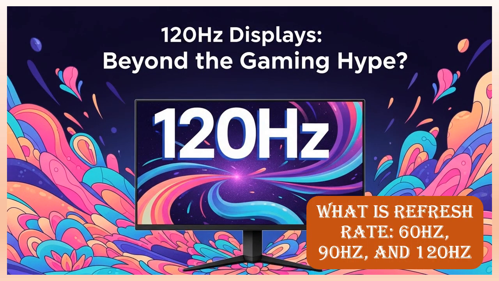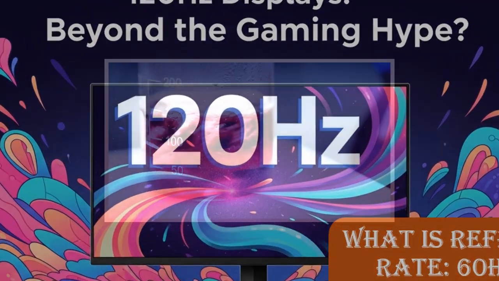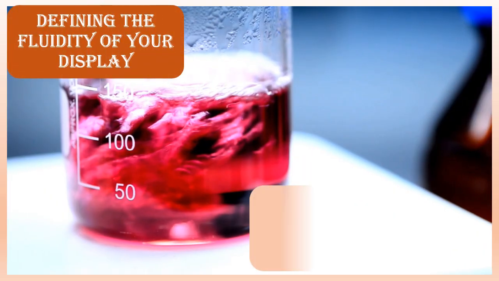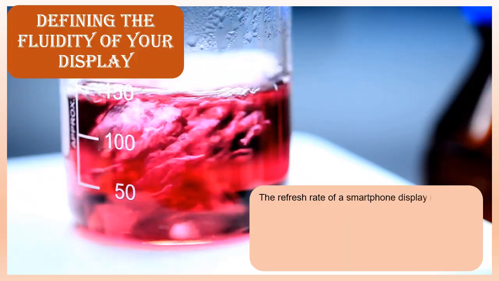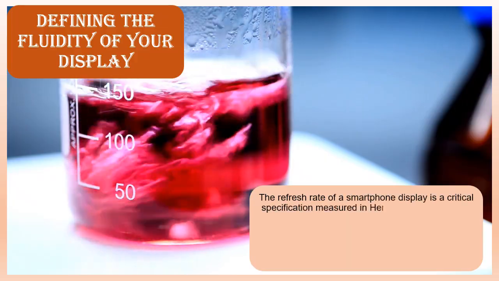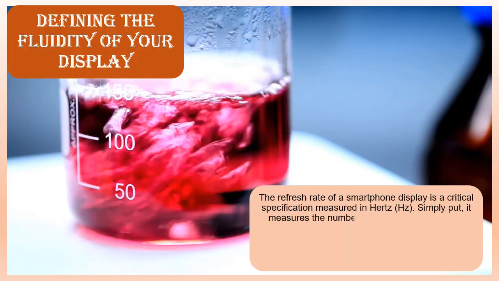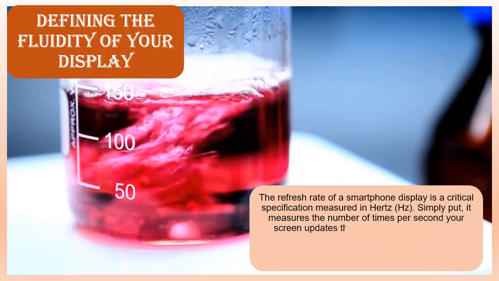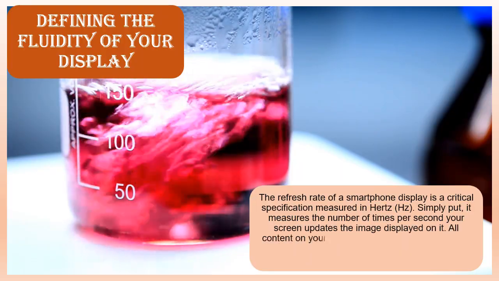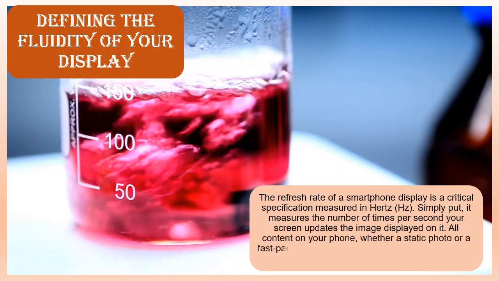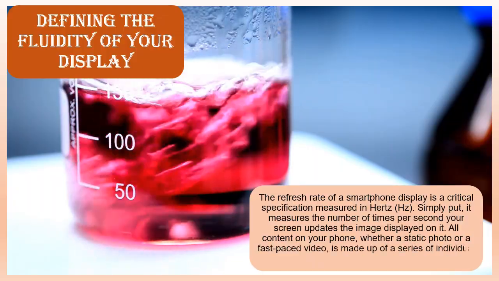What is refresh rate? 60 Hz, 90 Hz, and 120 Hz. Defining the fluidity of your display. The refresh rate of a smartphone display is a critical specification measured in Hertz. Simply put, it measures the number of times per second your screen updates the image displayed on it.